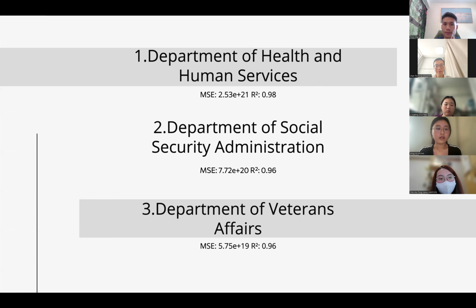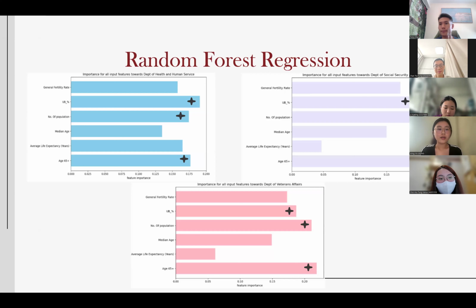Next. For the random forest regression model, we are building it based on the result of the linear regression model and applying it to the data from the top 3 departments. This analysis aims to identify which of the 6 demographic factors most significantly influence department spending outcome. Across all 3 departments, we find that the urban population, age over 65, and the total population consistently emerge as the most important factors in predicting spending.